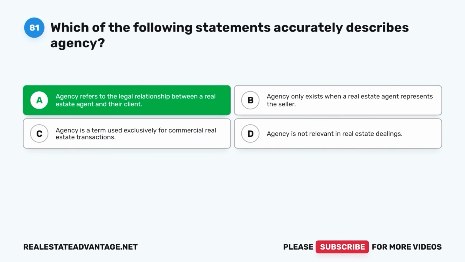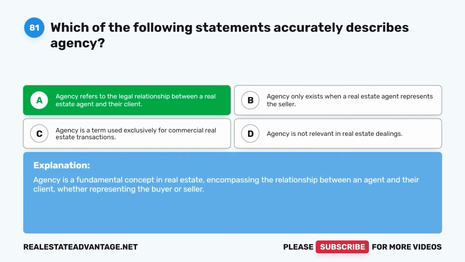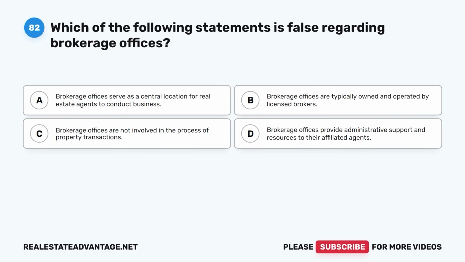Agency refers to the legal relationship between a real estate agent and their client. Agency is a fundamental concept in real estate, encompassing the relationship between an agent and their client, whether representing the buyer or seller. Question 82.